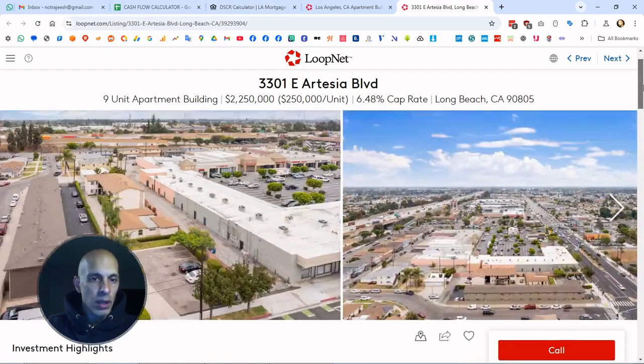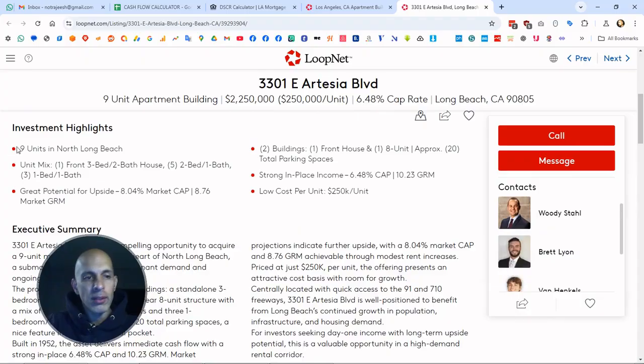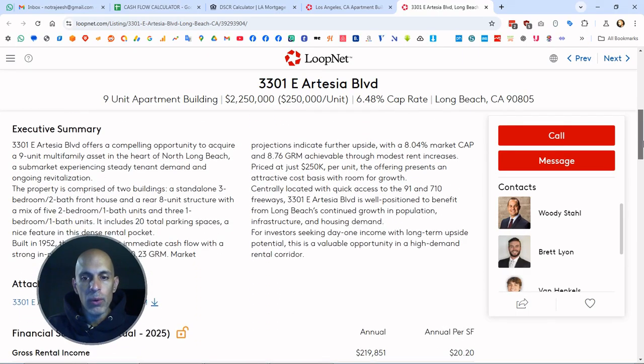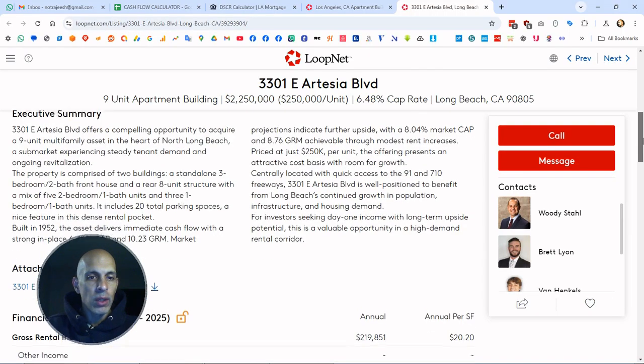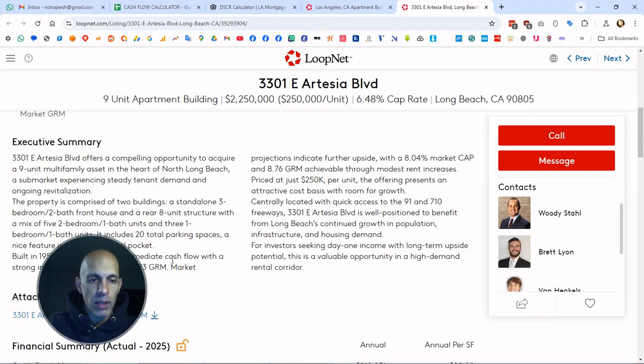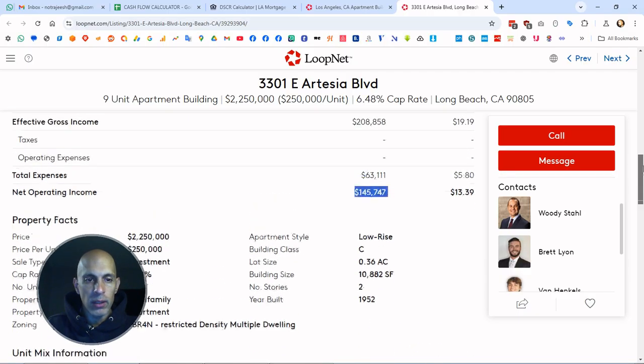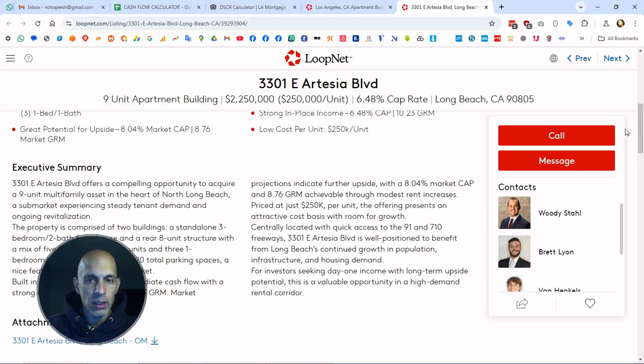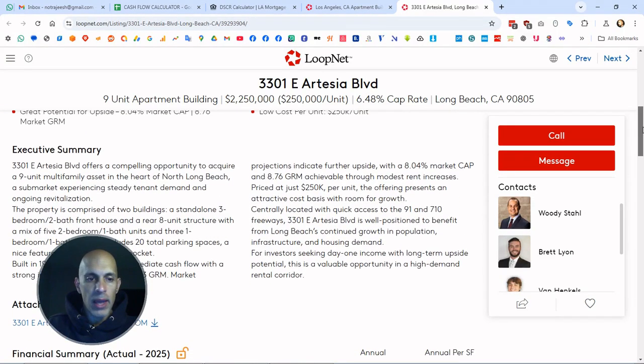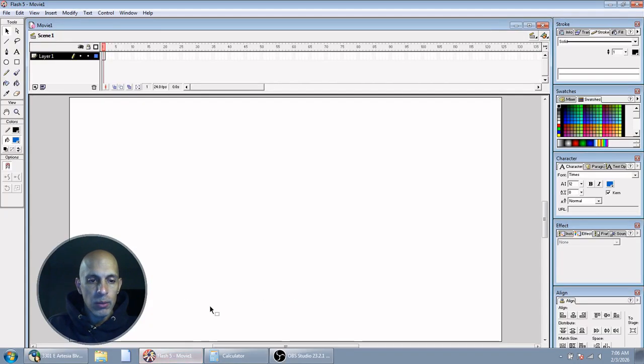Let's get into it. Looks like it's a 9 unit property, so this is not a DSCR loan. We're going to look for whether it will qualify for an agency or bank loan. They're saying it's a 6.48 cap rate and a 10.23 gross rent multiplier, but then they also have the actual gross rents here and the net operating income here. So what we're going to do is see whether these numbers actually hold up. Let's see what that looks like.